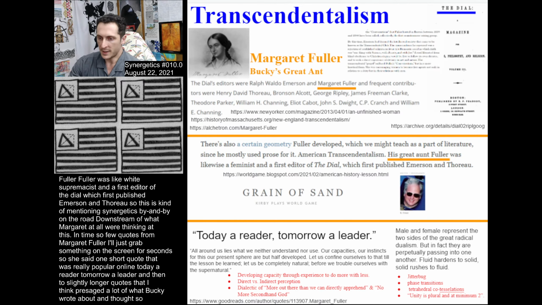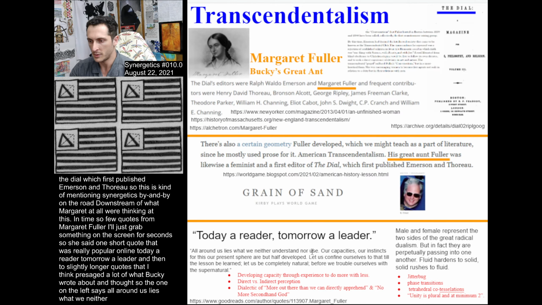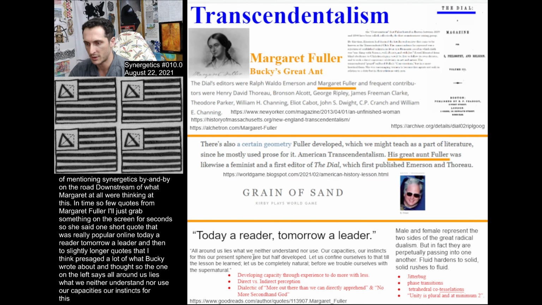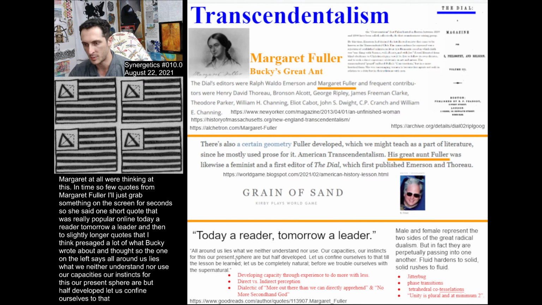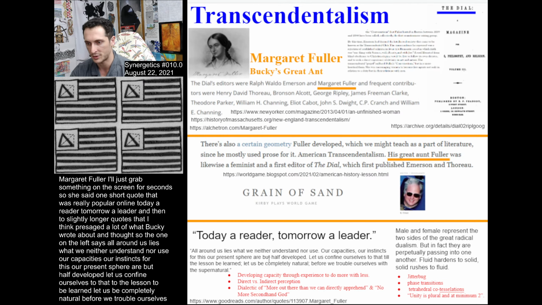So the one on the left says, "All around us lies what we neither understand nor use. Our capacities, our instincts for this, our present sphere, are but half developed. Let us confine ourselves to that till the lesson be learned. Let us be completely natural before we trouble ourselves with the supernatural."